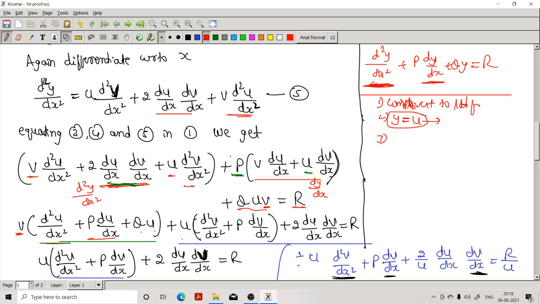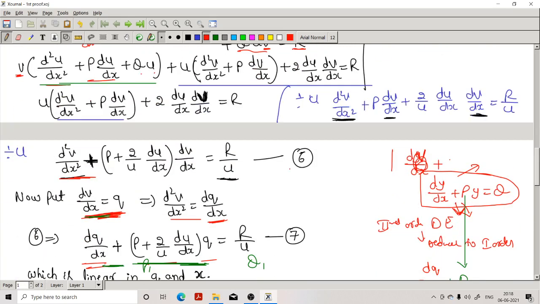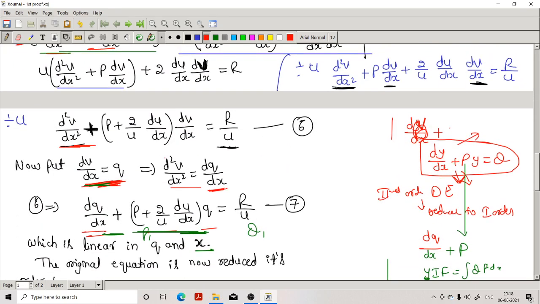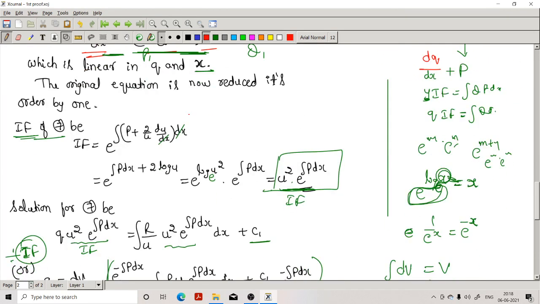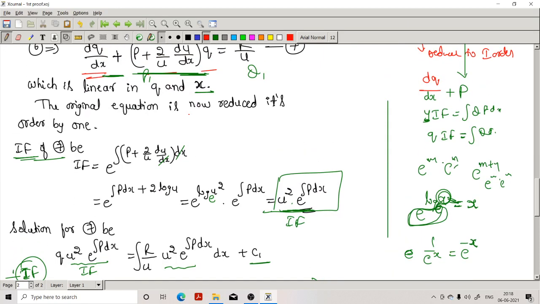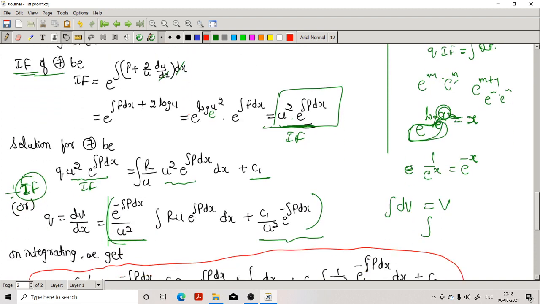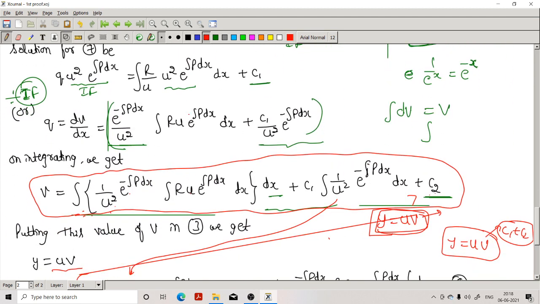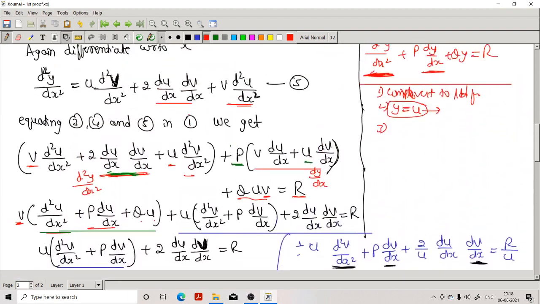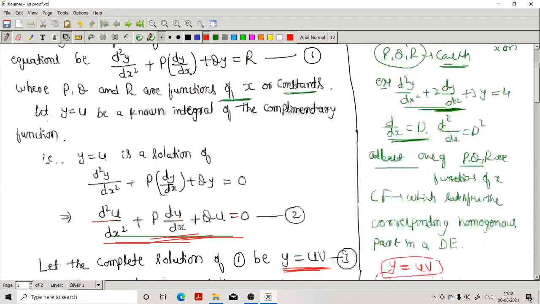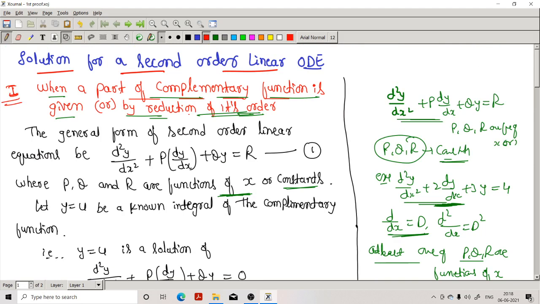Again remember this expression, d square v by dx square. Later you have to substitute, because you have to reduce this to order 1, du by dx is equal to q. After this it follows, because it reduces to a linear differential equation as well as variable separable form. After these steps, you must remember the solution is in the form of y is equal to u into v, and you must find the part of CF.